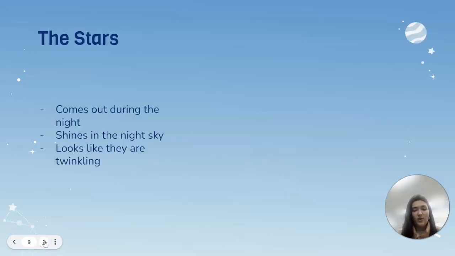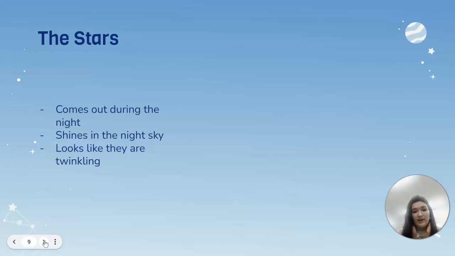The stars. So the stars are like the moon, right? They come out during the night. They come out when it's dark outside. They shine in the night sky, just like the sun and the moon. Kind of like the moon, they're not as bright as the sun. You're not going to get blinded by a star, okay?